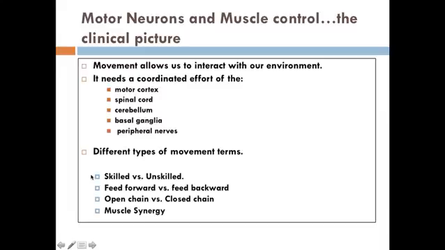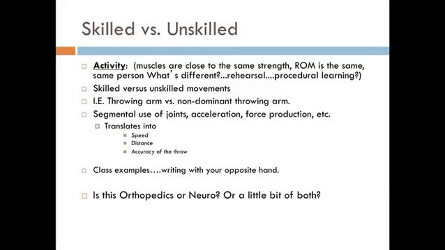First one will be skilled and unskilled. All right, this is something that is going to take a little practice for you guys to come up with an idea of what a skilled and an unskilled activity is. Any activity, the muscles are close to the same strength. So I gave you an example when Daniel threw the paper ball with one good arm, and then he threw it with the arm that he doesn't practice with, right? And he still had the same strength, basically the same motion in the joints. But one was a skilled movement, and one was an unskilled movement.